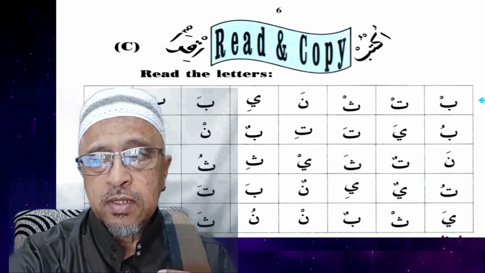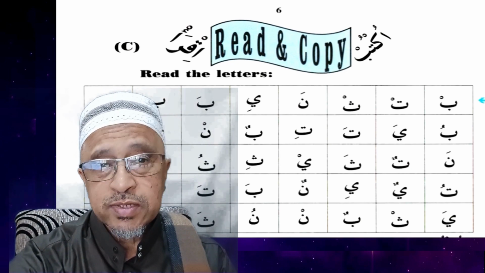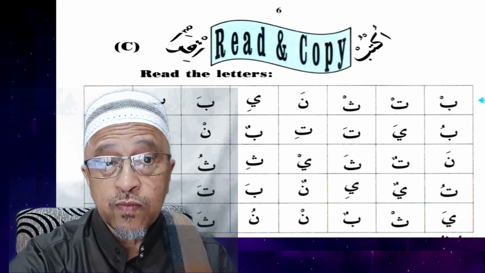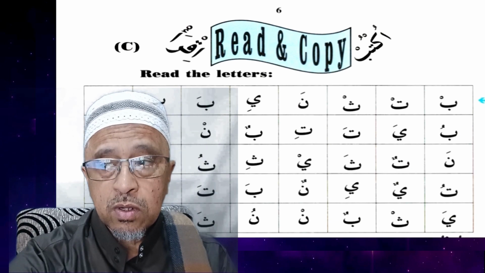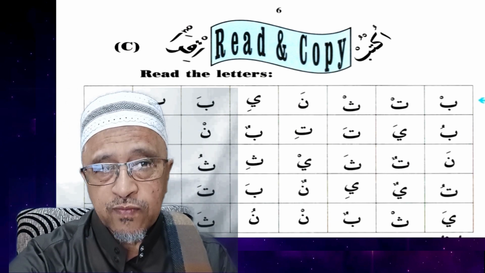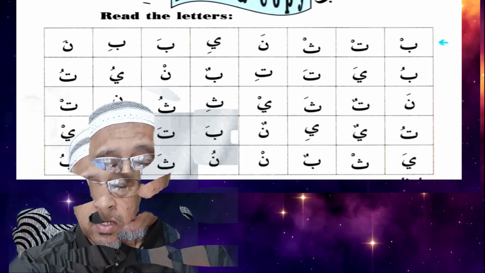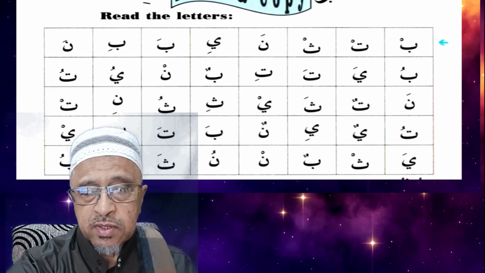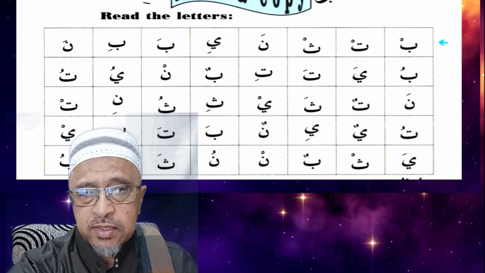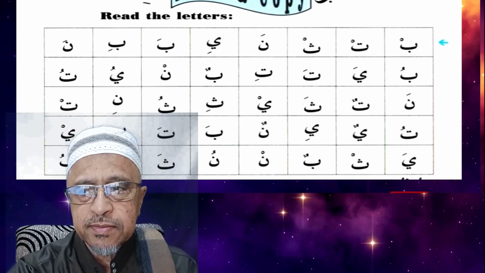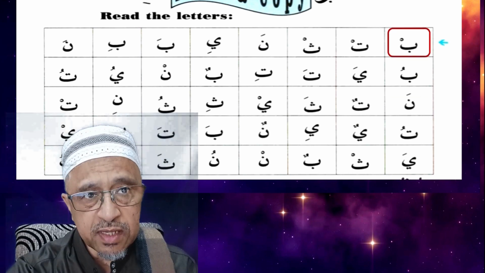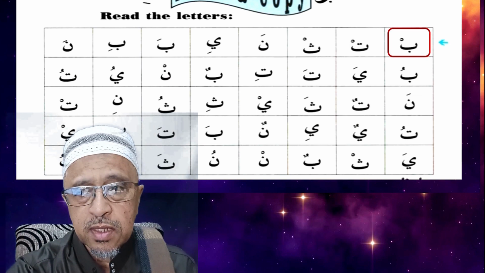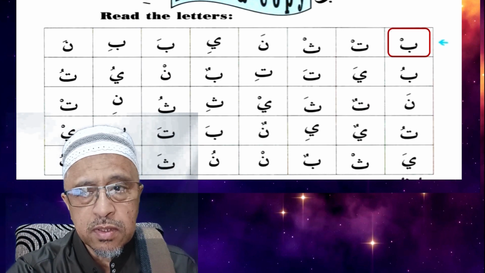Iqra, read the letters. What's letters again? Huruf. So Iqra al-huruf. Of course, we read from the right hand side as the arrow indicates. So the first letter, first harf, الحرف الأول. Let's read. اقرأ. That is B.